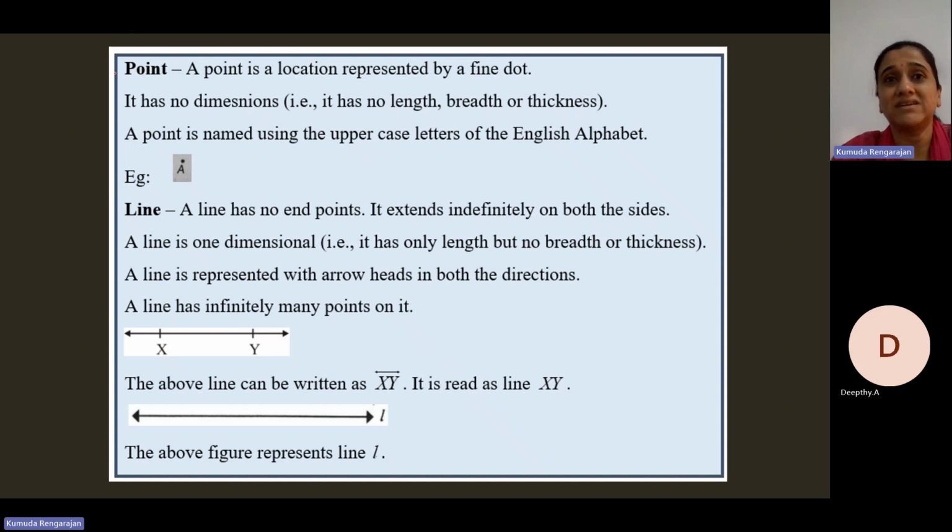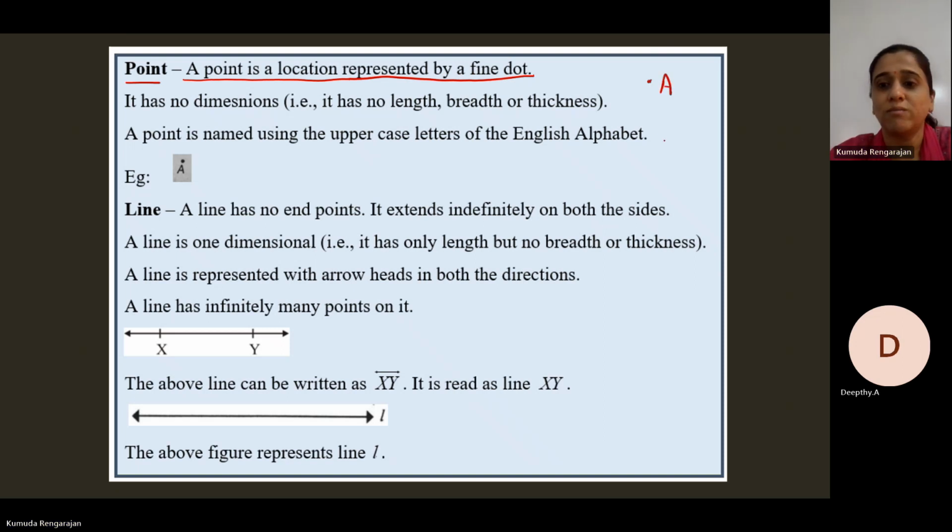So we'll first see some basic terms used in this chapter. Point. A point is a location represented by a fine dot. So see, point A, point P. It's a fine dot. And why do we use a point? To show the location of something. So a point is a location represented by a fine dot.